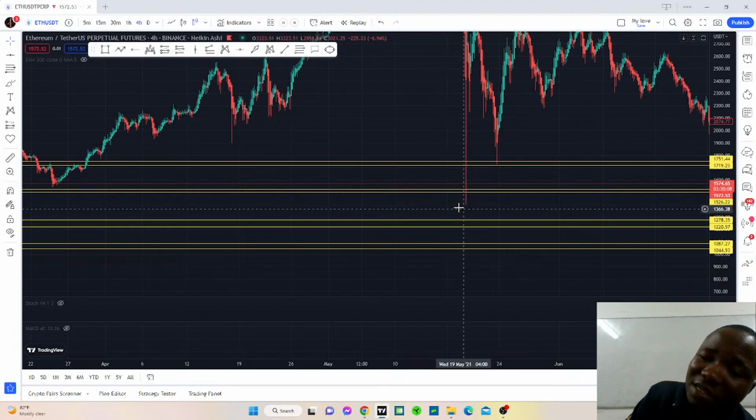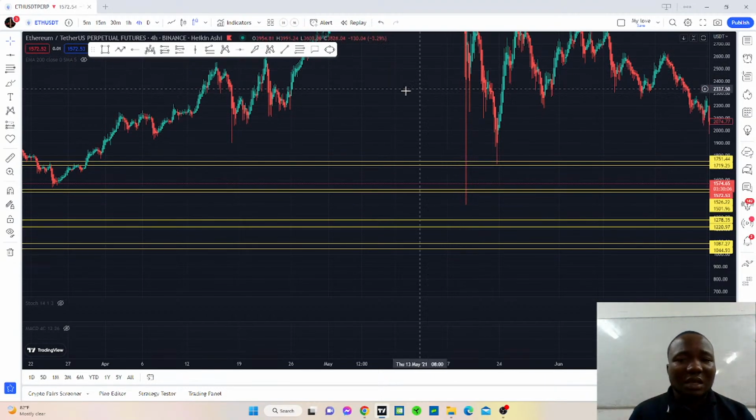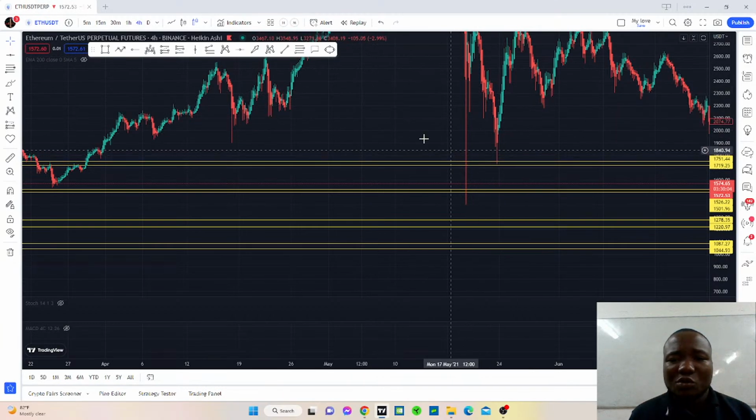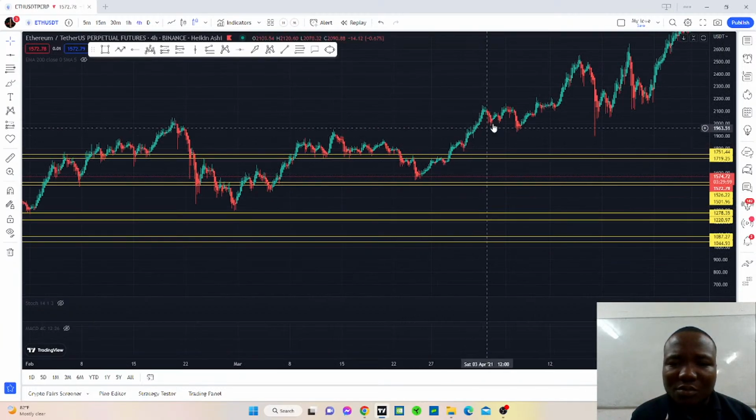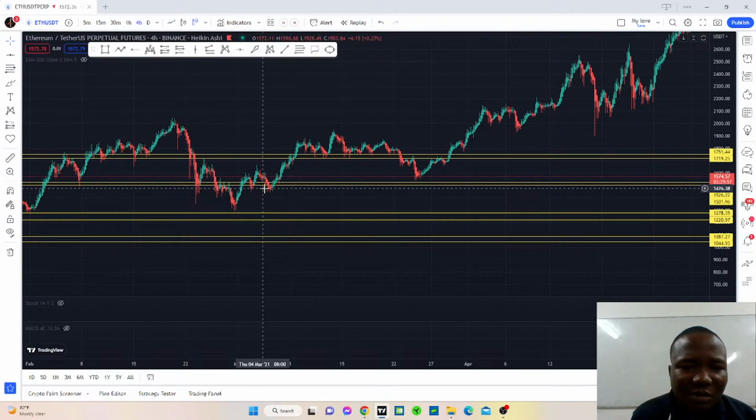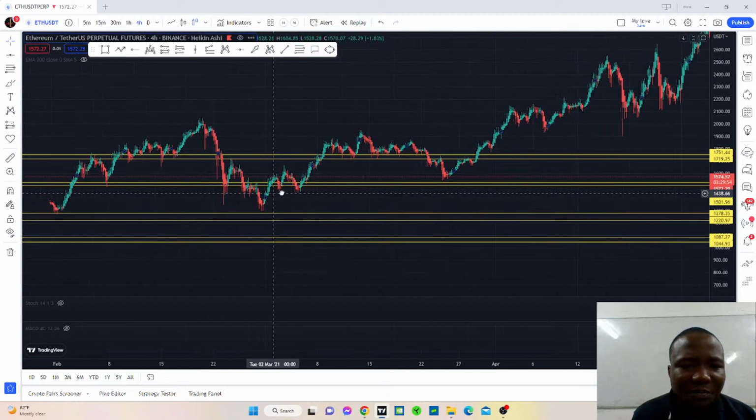Someone bought here, it went up. So those candles are not normal, so you don't use them as a reference point. These are the normal candles. So here now, this makes the zone even more valid.